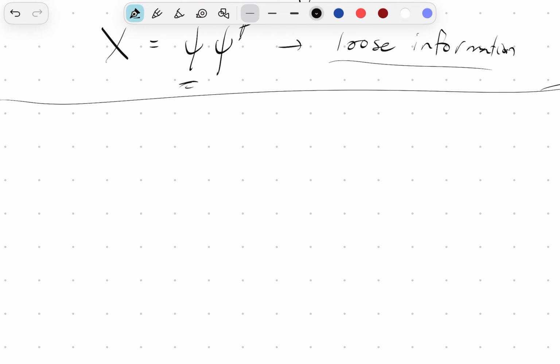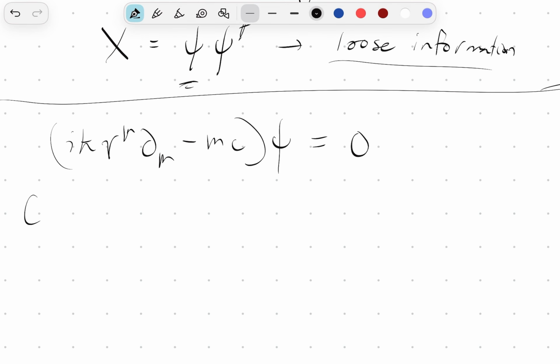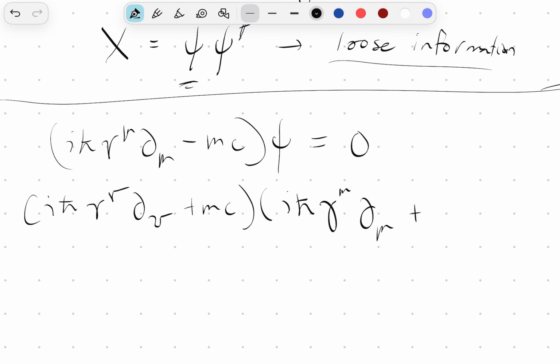All right? So now what we can do is write the free Dirac equation. What the free Dirac equation tells us is that if we have (i h bar gamma mu del mu minus mc) acting on psi, with psi being a Dirac spinor, and we act on the left with a conjugate operator, (i h bar gamma nu del nu plus mc), the cross terms are going to cancel out because that's just what they do.